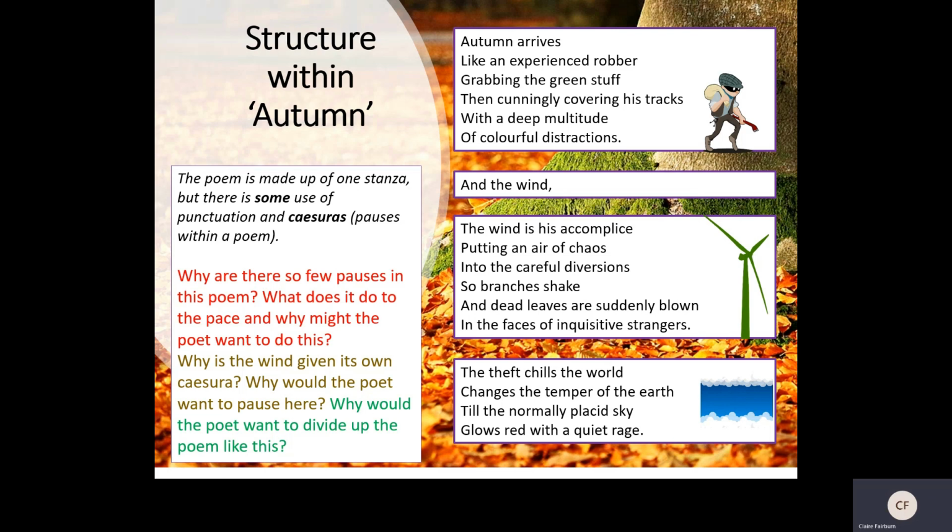So again, ladies and gents, this will probably take you a good half an hour to analyse this information and the structure of the poem. But I'm extremely proud of you and I want you to give it your very best shot. Okay, so good luck with the analysis of the language of the poem and the structure of the poem.